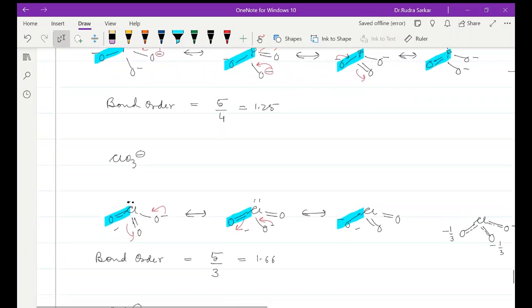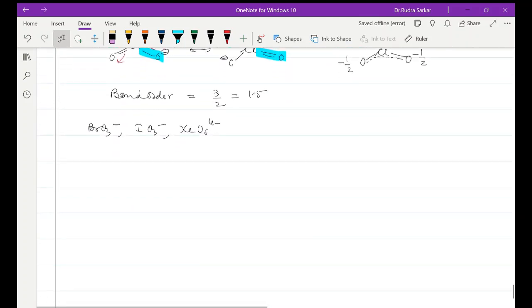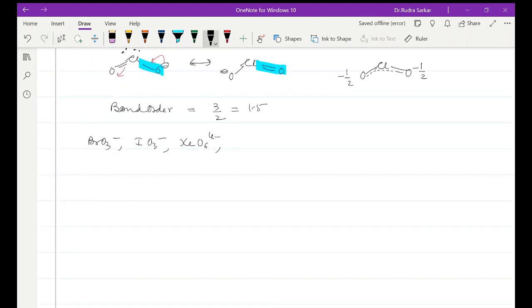And like I said, a few more examples that you can practice are sulfate and sulfite. Or you can also practice PO3 3-, okay, as a homework.